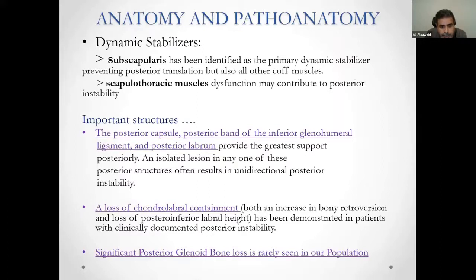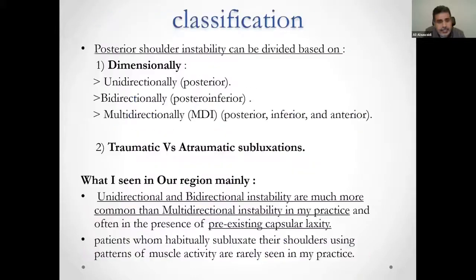So a loss of chondrolabral containment, whether it's a small tear in the labrum or a chondral lesion, may present itself with posterior instability. I have not, in my population, been presented, or only rarely, with significant glenoid bone loss.